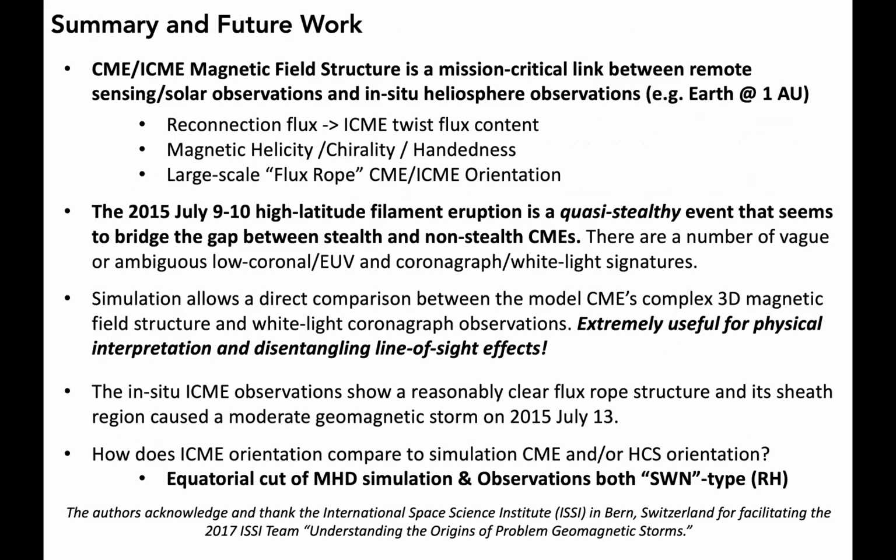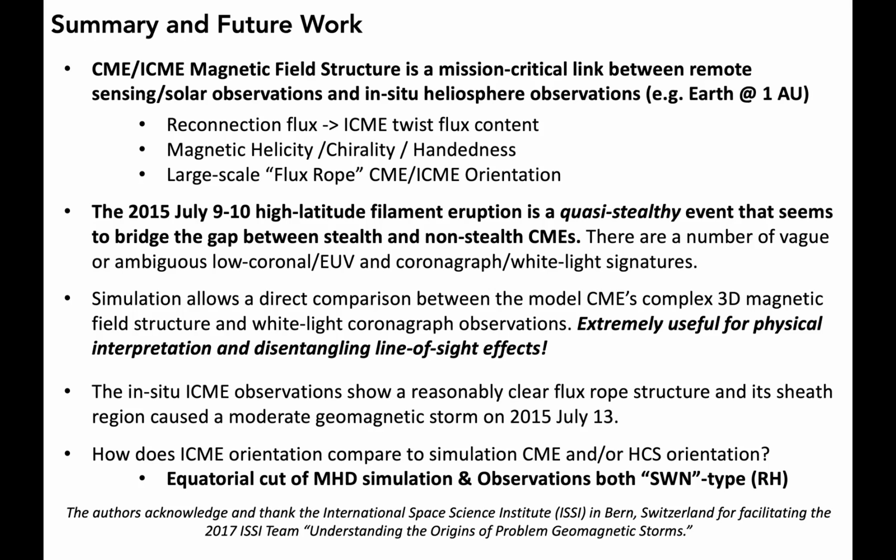And so overall, I think that's pretty good. So to finish up, the magnetic field structure and the orientation of the CME is the mission critical link between what you observe in situ at 1 AU or at Parker Solar Probe or any given spacecraft, and what you observe remotely on the sun. We've called this event quasi-stealthy, in that it's not exactly a stealth CME because you have a whole bunch of low coronal signatures, but it's not exactly a standard active region CME either.